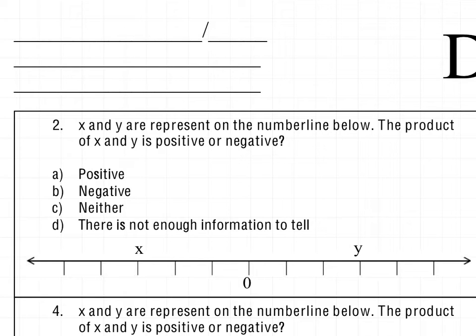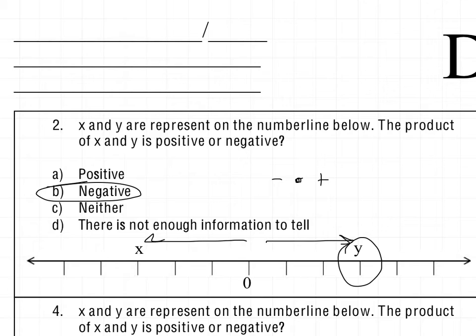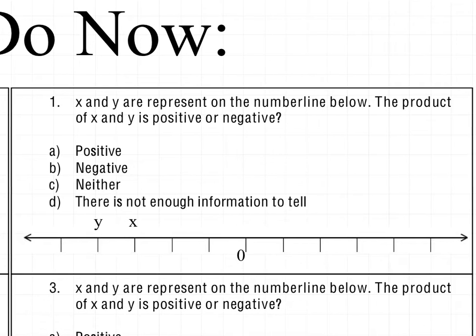So looking at this, we see that x here is to the left of 0, so therefore x must be a negative number. The product of a negative times y, which is a positive number because it's to the right of 0. So we know a negative times a positive, no matter what the value is, always going to be negative. Moving over to the next one.